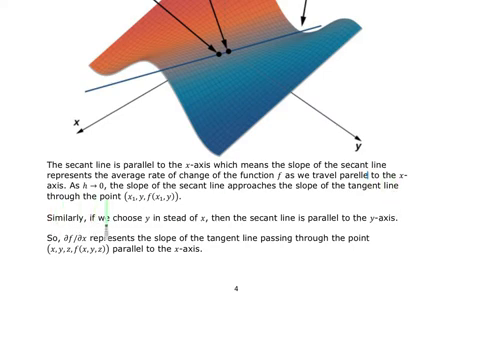As h goes to 0, the slope of the secant line approaches the slope of the tangent line through that point we're looking at. Similarly, if we choose y instead of x, then the secant line is going to be parallel to the y-axis. So, the partial derivative with respect to x represents the slope of the tangent line passing through this point parallel to the x-axis.